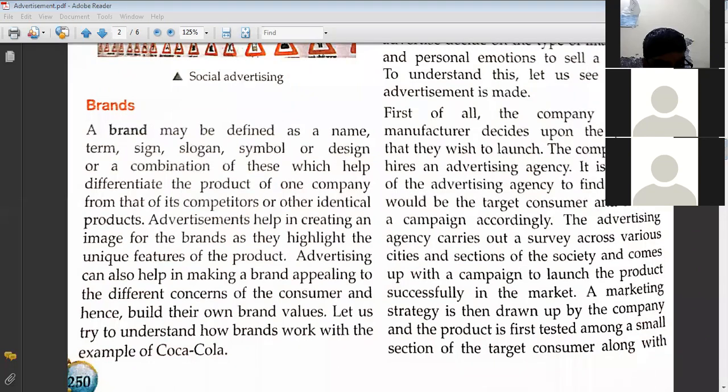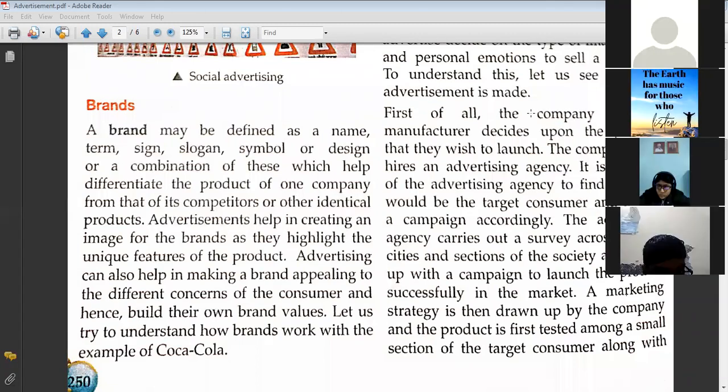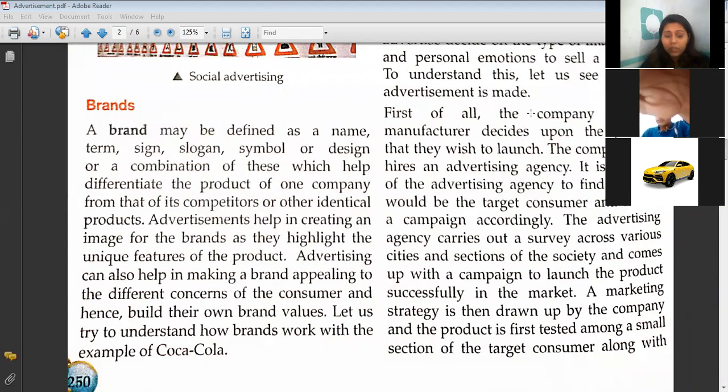Advertisements help in creating an image for the brands as they highlight the unique features of the products. Advertisement can also help in making brands unique. Such an easy word, Siddharth, it's unique features.